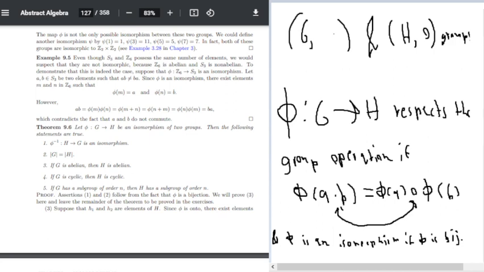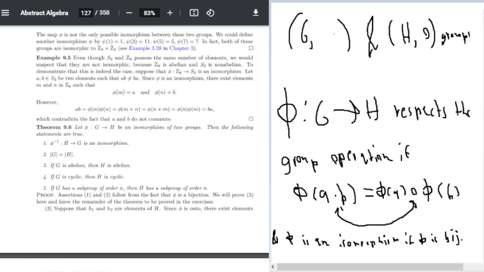However, ab is equal to phi of m times phi of n, which is equal to phi of m plus n, which is equal to phi of n plus m. Notice that in this step we use the commutativity of Z sub 6 to reverse these. This equals phi of n times phi of m, which equals ba, which contradicts the fact that a and b do not commute.